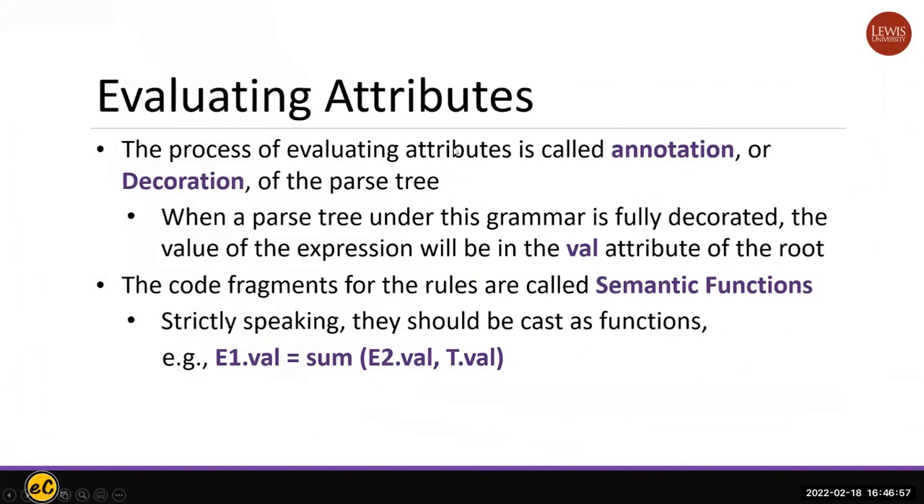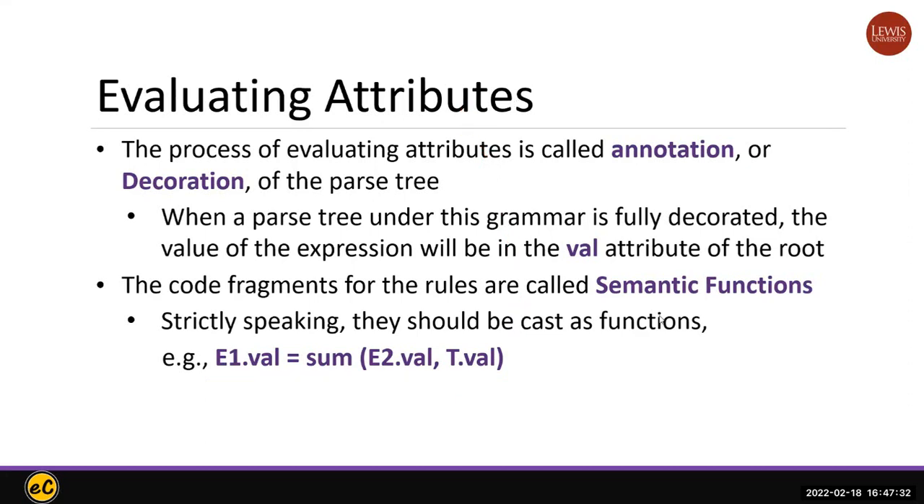So evaluate attribute. The process of evaluating attributes is called annotation or decoration of the parse tree. When the parse tree under this grammar is fully decorated, the value of the expression will be the value attribute of the root. Your end result will be that. The code fragment can call a semantic function. So to get the value, we call the semantic function. A semantic function is a way to evaluate your attribute.